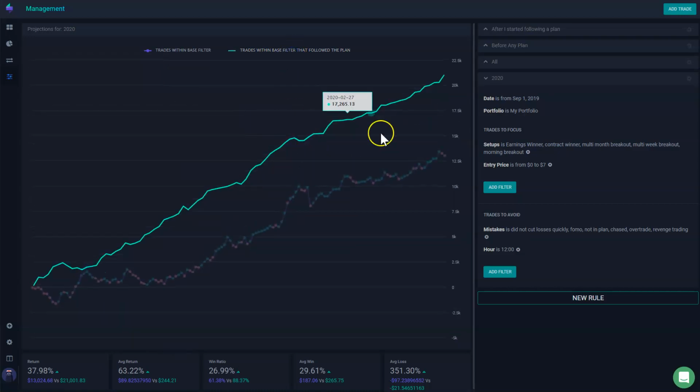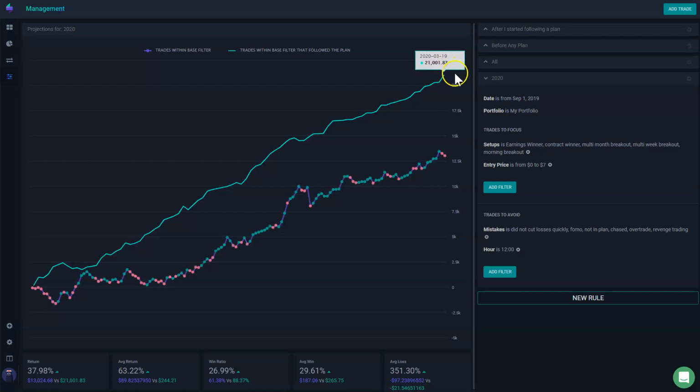Now, if we activate this, this is going to show us what if I would actually avoid all those trades that are in red, which means I didn't follow the plan. This will tell me that I would be sitting right now at $21,000, but right now I'm sitting at $13,000. So this shows you a potential of growth for you. Based on your past performance, it suggests that you could grow your account 37% to $21,000 if you follow your rules.